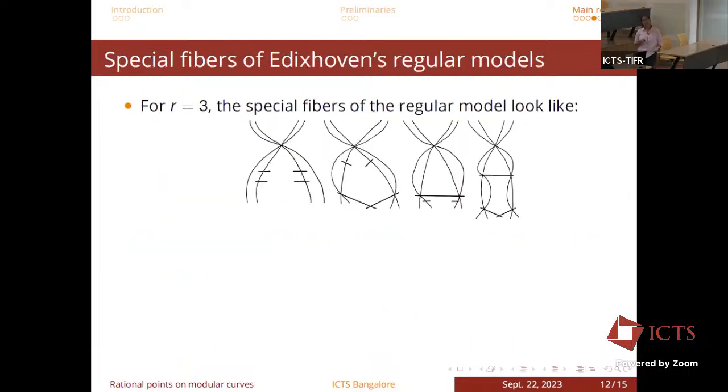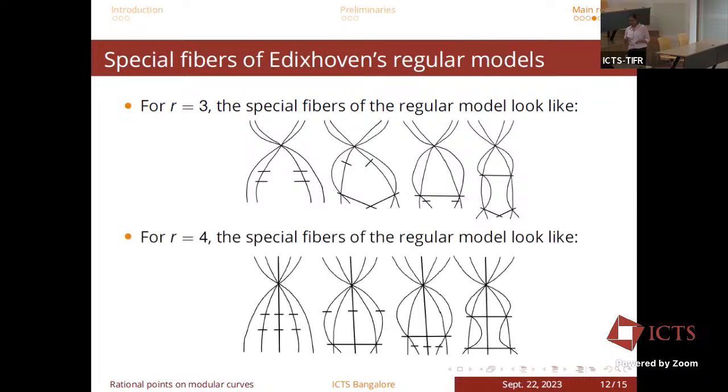Okay, so the special fibers of this minimal regular model are explicitly given by Edixhoven. For r equal to 3, so p x naught p power 3, it's given by this. The first picture is for p equal to 1 mod 12, the second is for 5 mod 12, the third is 7 mod 12, and the last is 11 mod 12. And if you take r equal to 4, this special fiber looks like this.